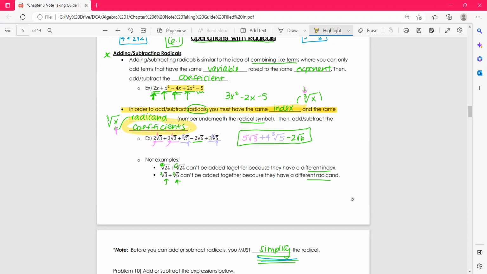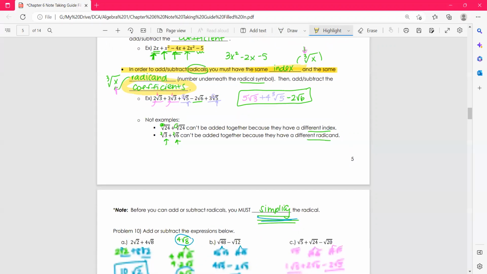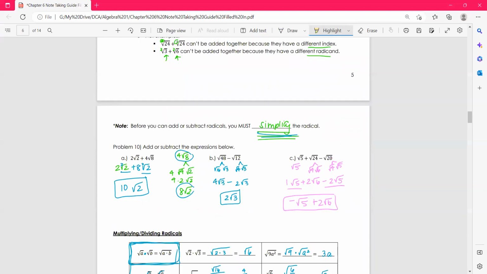So if it takes using different colors to underline them, if it takes highlighting them, the coefficients is what we're after. So like here, I was just doing 2 plus 8. That's how I got the 10. Notice the square root 2 stays the same. 4 minus 2 is 2. Square root of 3 stays the same. 1 minus 2 gives me negative 1. Square root 5 stays the same. And 2 square root 6 doesn't have anything to combine with, so we leave it alone.